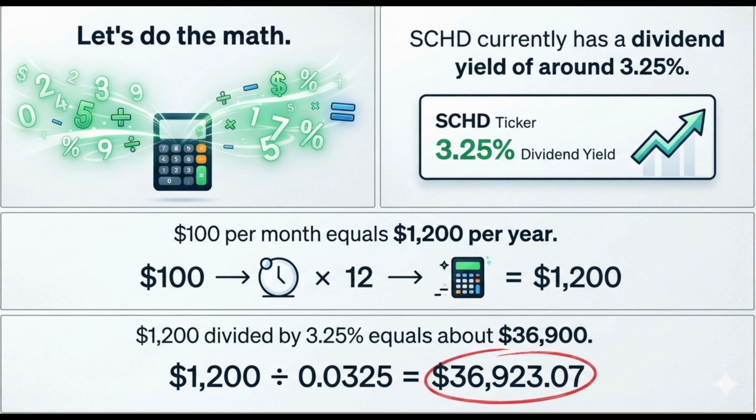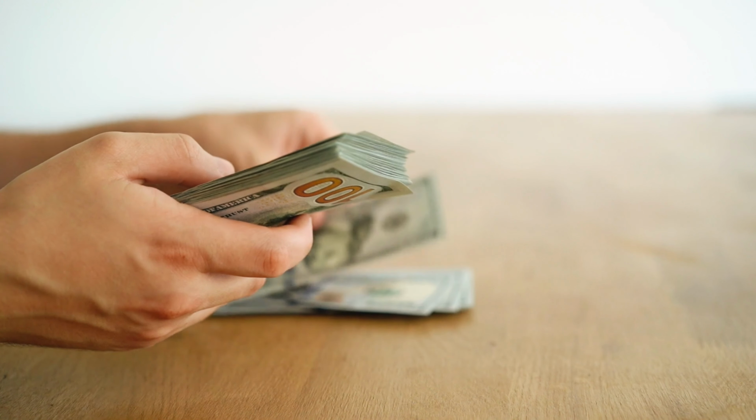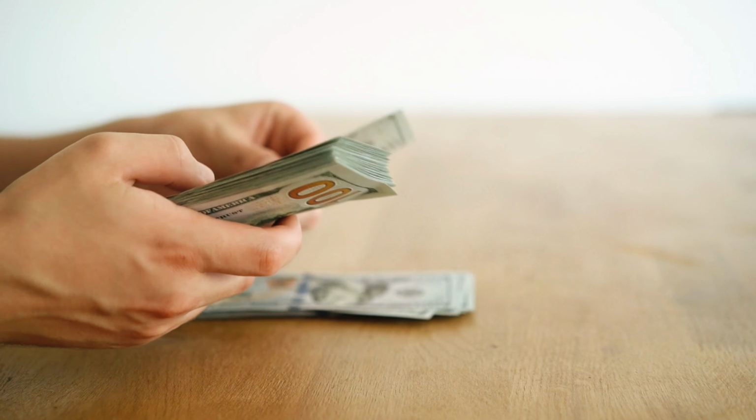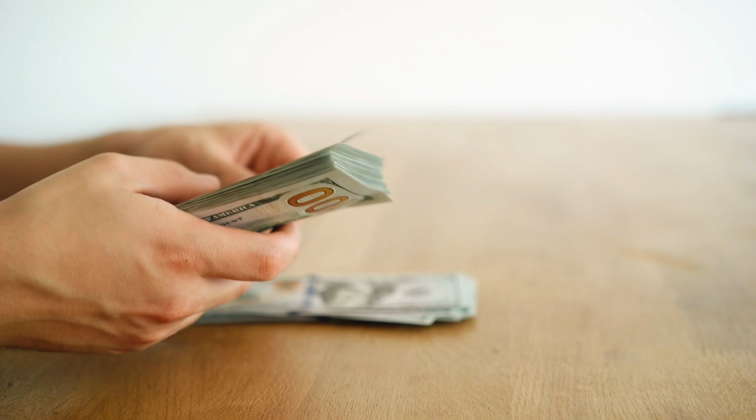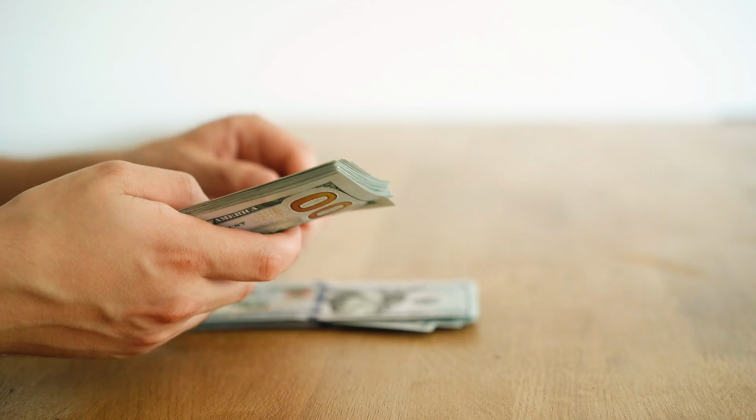So you'd need to invest about $36,900 in SCHD to generate roughly $100 per month in dividend income based on today's yield. If SCHD is trading around $32 per share, that works out to approximately 1,156 shares.